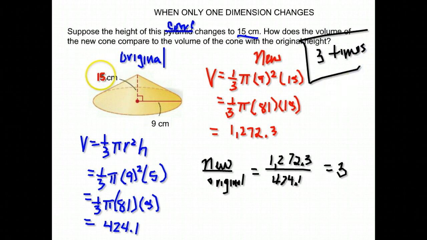And notice how that change came about. Our original figure right there had a height of 5. We took that times 3, and that made our volume 3 times larger. It didn't make it 3 to the third, any of that, because height is just a single value. It's not squared or cubed in the formula.